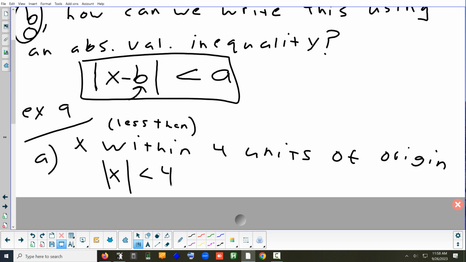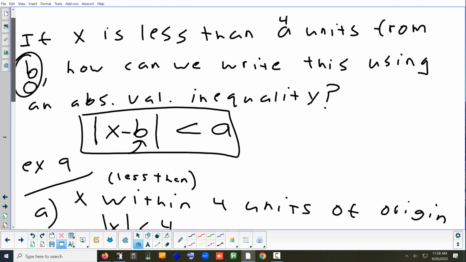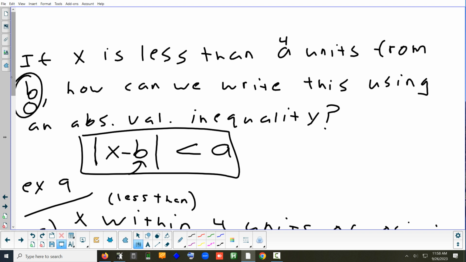I was thinking b was 4. Yeah, no, b is what you're away from. a is how far away you are from it. So this is what you are away from, and then this is how far from it.